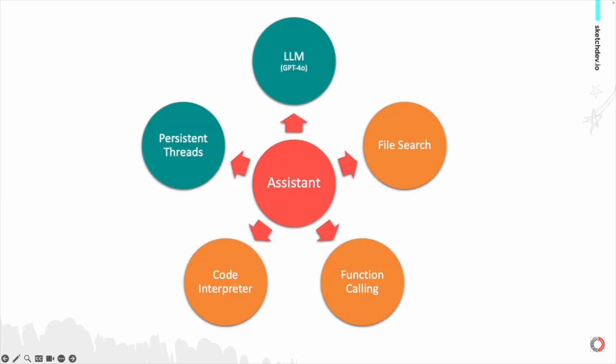So this diagram shows a high-level structure of an AI assistant. Central is the concept of an assistant. So that's the first thing you do, you create your assistant, and then you configure it with different features and tools. The first configuration is your LLM, or your large language model, and you can choose from a number of different OpenAI models.